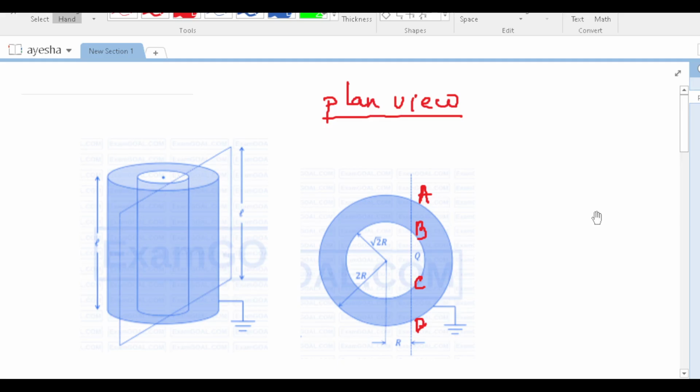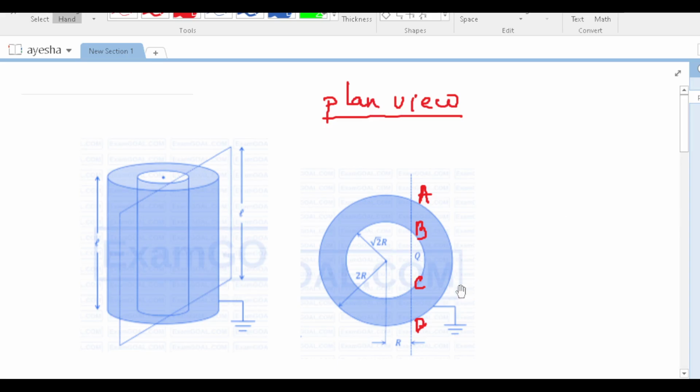And if you see the plan on the right side, a plane cut has been made where from A to D one section has been shown. So you have to find out basically what is the electric flux which is going through the plane. The thing here is the outside of the shell potential is made zero. Only on the inner surface charge Q is there.